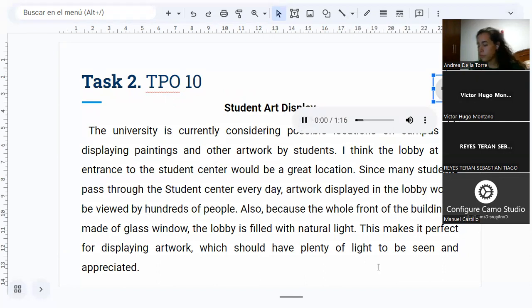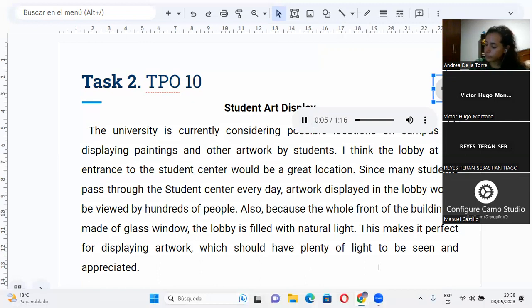Now listen to two students discussing the letter. Mary, you're an art student. What do you think of this letter? I don't like the idea. Why not? Well, first of all, his first point about a lot of people passing through the student center, that's true, but it's always really crowded with people coming and going. It's not good for showing artwork. Imagine you're standing there, trying to look at a painting. There's going to be like a million people walking through. People walking in front of you, blocking your view, distracting you.